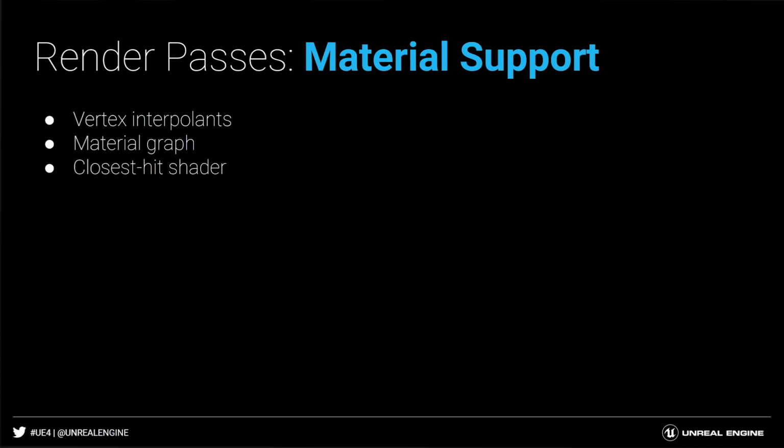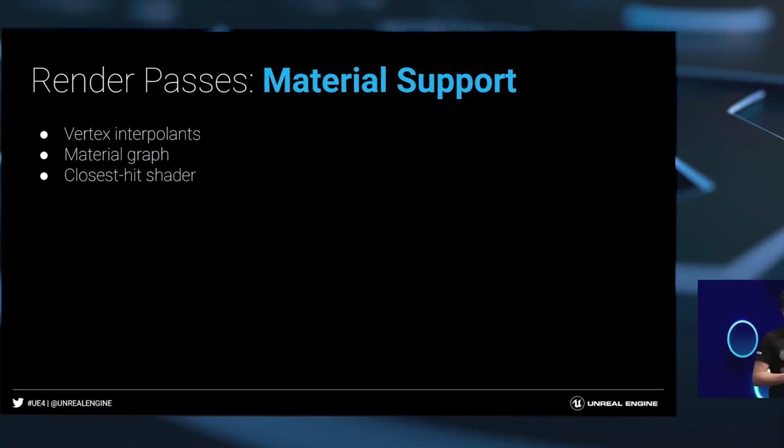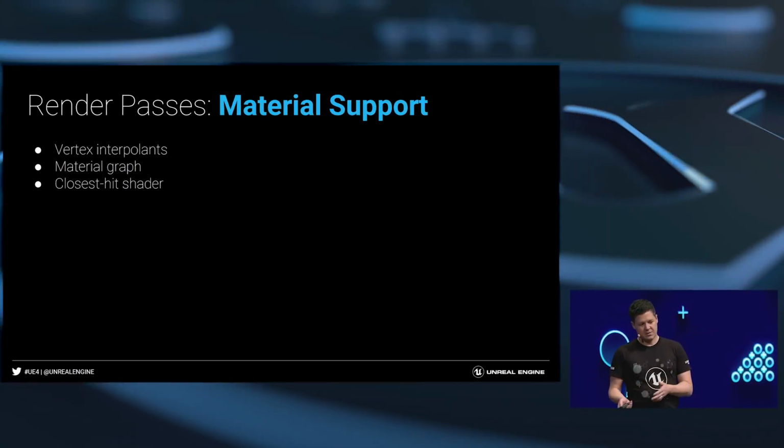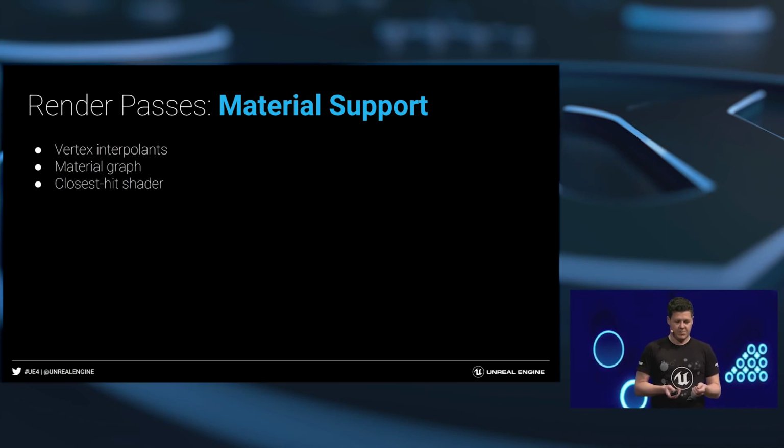Before I continue with the rest of the render passes, I should note that the previous 2 are visibility render passes, and the next 2 are material render passes. Requiring material support and the closest hit shader incurs a bit of cost, so we do find that when using visibility rays, we prefer this approach to actually having to implement and execute closest hit.